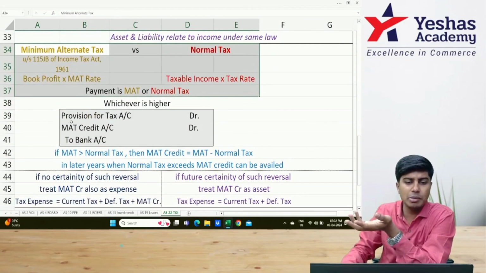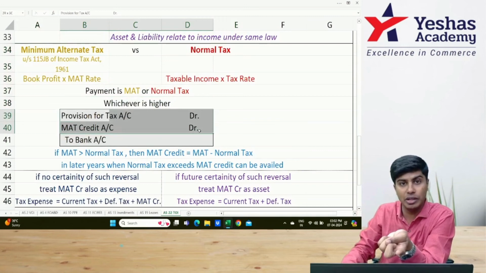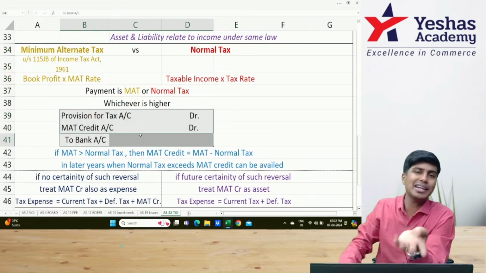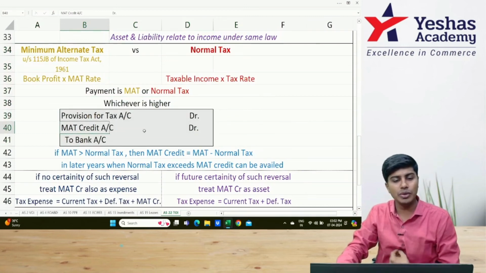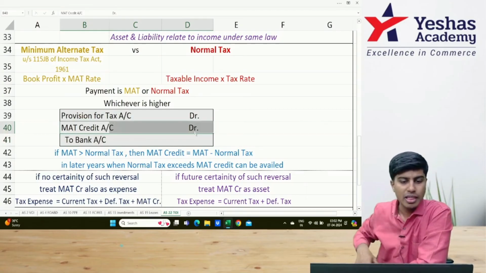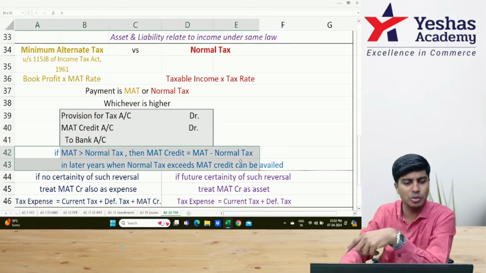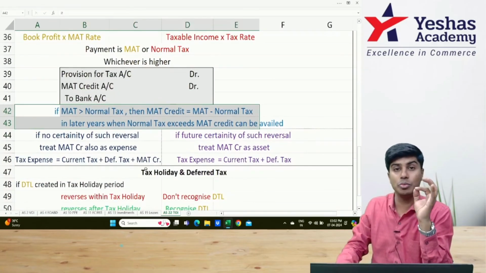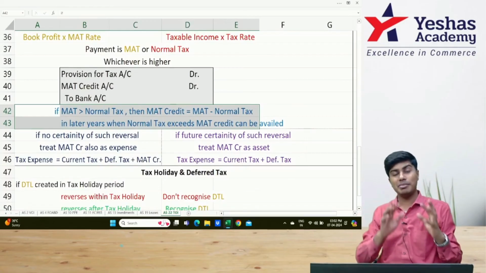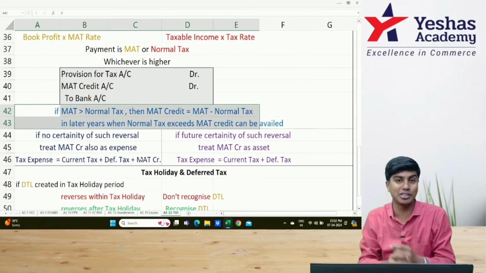The journal entry will be: provision for tax will be debited, MAT credit when you are creating it, you are debiting it, and then you credit bank. MAT credit is like an asset. Later when you utilize MAT credit, you will be crediting the MAT credit amount. Got that? Then if MAT credit is greater than normal MAT, this is what I was just trying to tell you. And MAT credit has to be created only when there is a reasonable certainty that it will reverse in the future year.